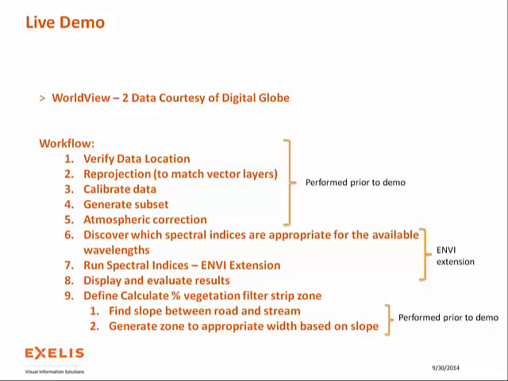Basically, I verified the data location. I reprojected everything to match the vector layers. A lot of times vector layers come in state plane coordinates when imagery usually does not. I find that reprojecting the imagery works just fine. A lot of people like to keep their vector layers in their state plane feet coordinates, so it's not a problem to just match the imagery to that. Then data calibration, create a subset, atmospheric correction. I also found a slope map, which I'll probably just do live. It doesn't take long.